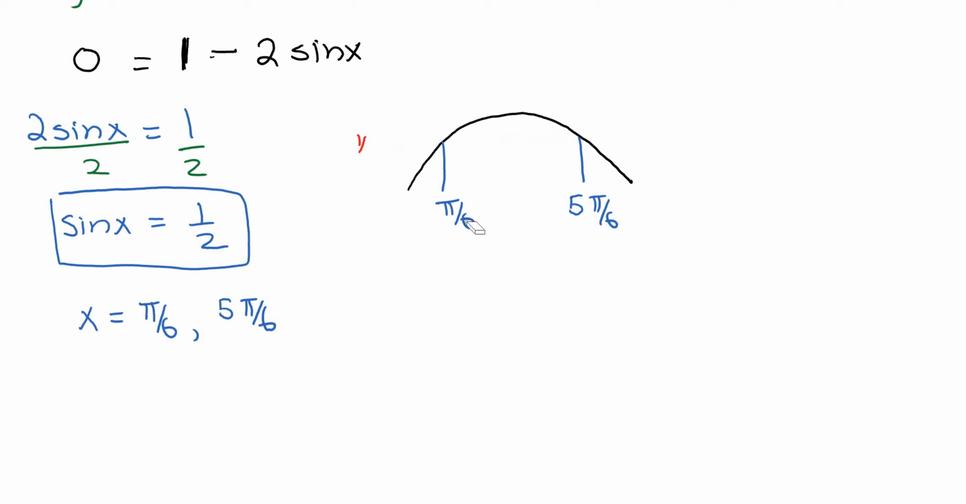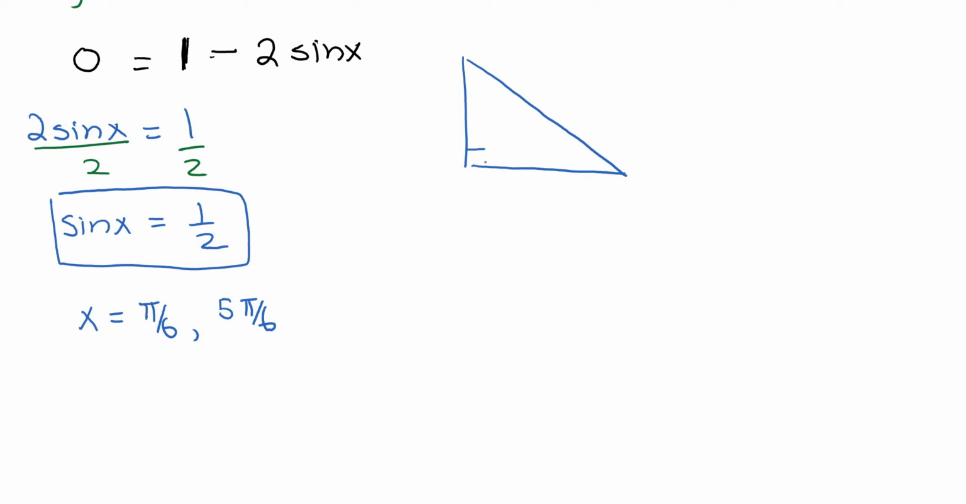Now, if you're not really familiar with the graphs, the other thing that you could do is use the unit circle and one of the trig ratios. This is actually coming from the special triangles here. So this is pi over 3. This is pi over 6. So this is the ratio of the 30, 60, 90 triangle. This would be root 3, the hypotenuse would be 2, and this side would be 1.